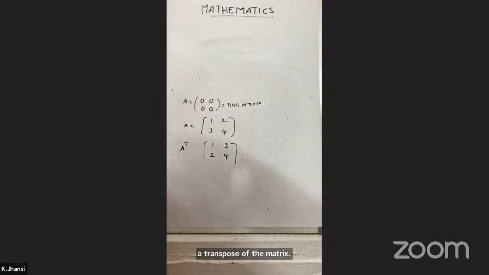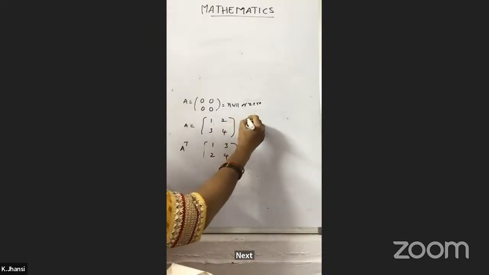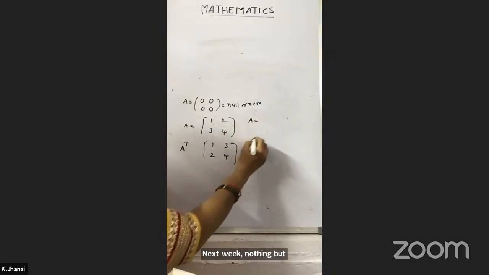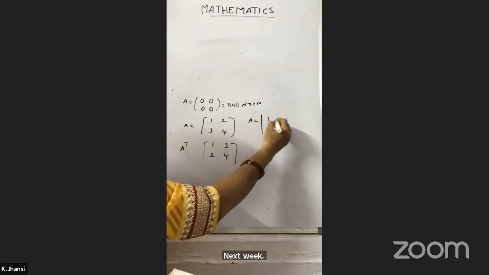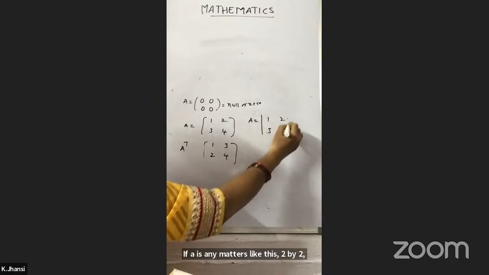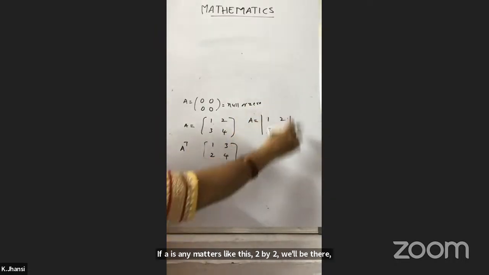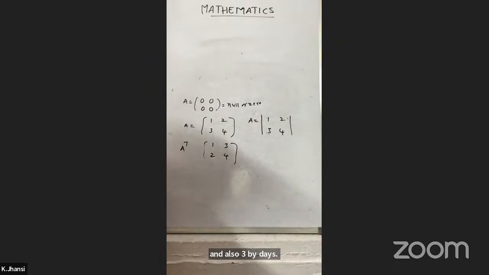Next we have the 3 by 3 matrix with determinant. Determinant means we will represent it like this. If A is any matrix like this, 2 by 2 and also 3 by 3, if you write it like this with mod bars, it is called the determinant of the matrix.